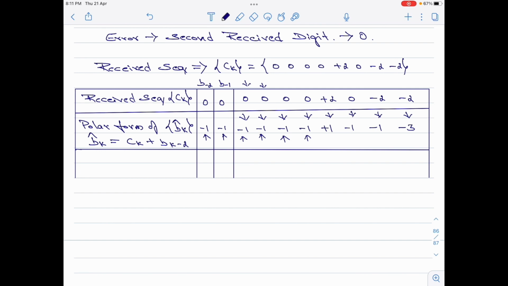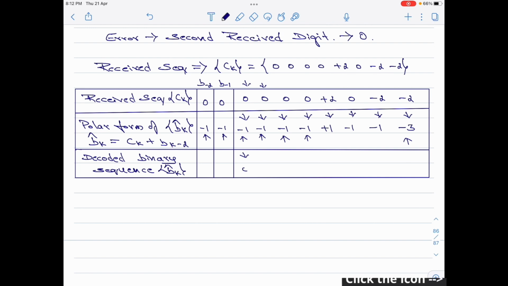However, you should note there is a new value here, which is -3, which does not fit into the polar form amplitude values. I will now continue the decoding operation and write down the decoded binary sequence b_k cap. To do that, all we need to do is wherever there is a -1, you put a 0. Wherever there is a +1, you put symbol 1. However, there is a new amplitude level, -3, which does not fit into the polar form amplitude, so I will simply put an X here.